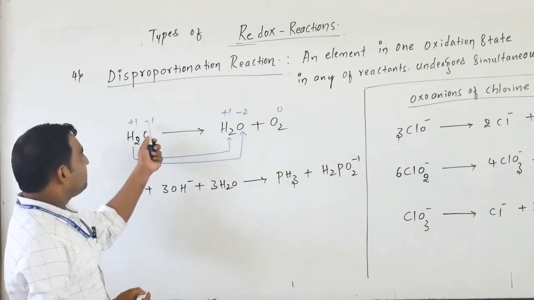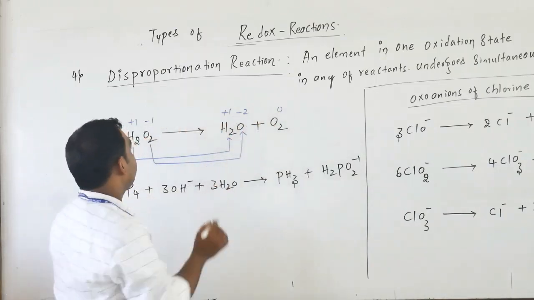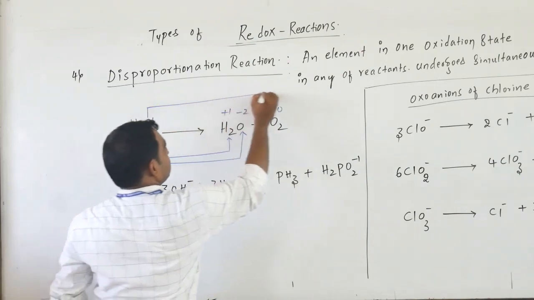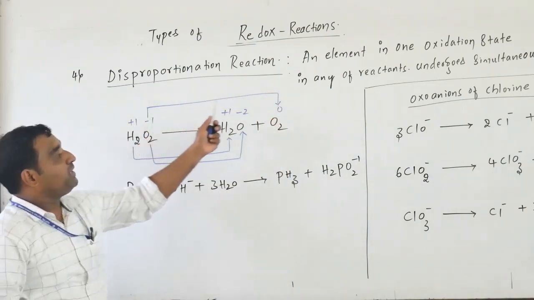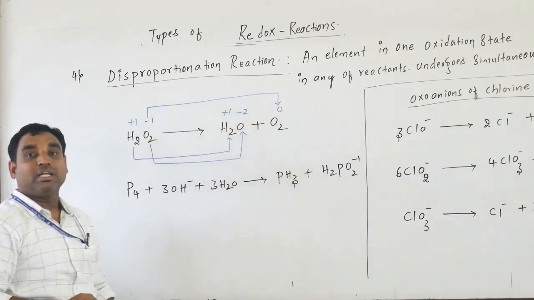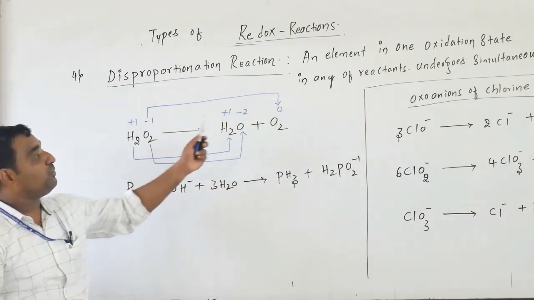And another one is -1 is converted into 0. Now -1 is converted into 0. So -1 into 0 means an increase in oxidation number, that is, oxidation is taking place to form oxygen here.